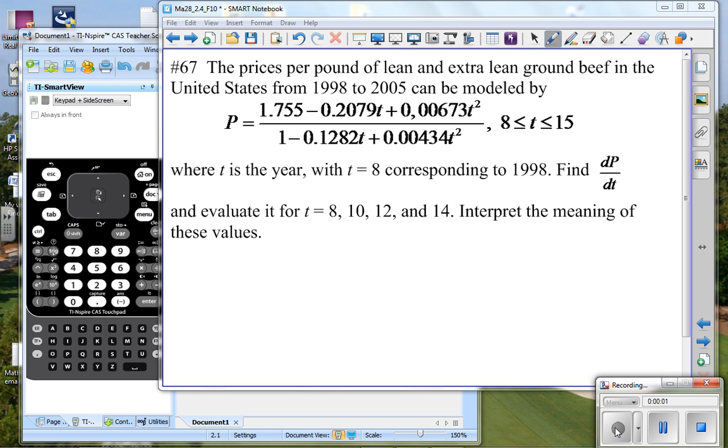This is part 4, video D of this section 2.4.